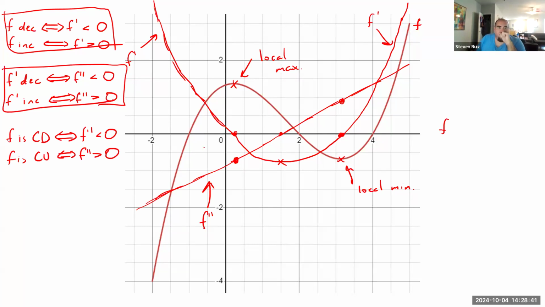So let's look at where our second derivative is negative. Basically, that's going to happen everywhere to the left of this point here. So the second derivative is negative. What does that mean about my function f? Well, that means if I look at my function from left to right, as I progress from left to right, my slopes are decreasing.